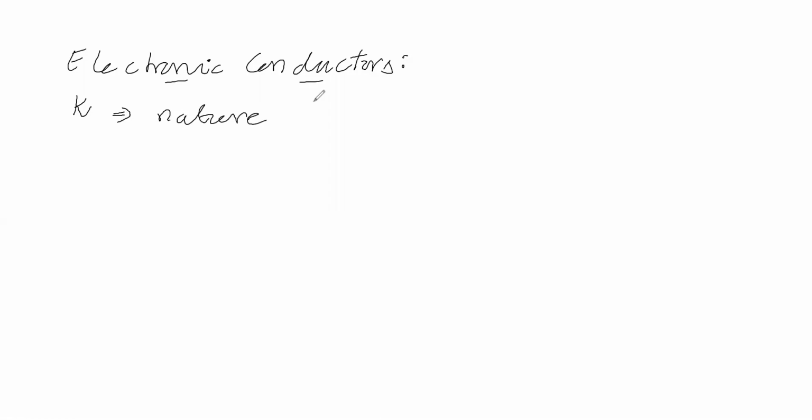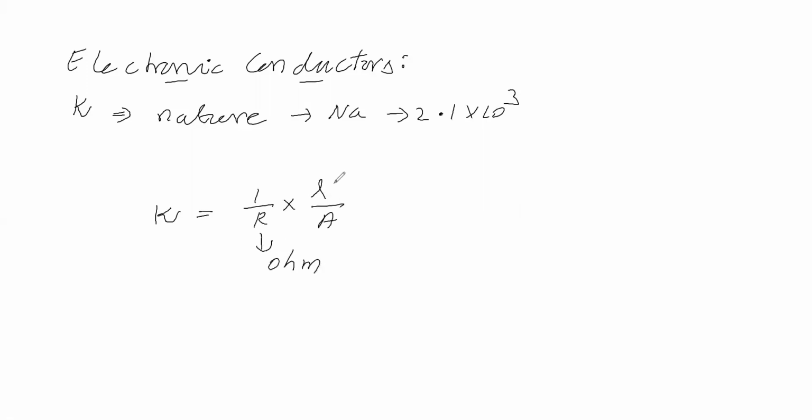For this we will take an example. Now we will take sodium, whose conductivity is 2.1 into 10 to the power of 3. What is the unit of conductivity? Conductivity is equal to 1 by resistance into L by A. The unit of resistance is ohm, length is meter, and area is meter square. So the unit of kappa is per ohm per meter, or mho per meter.